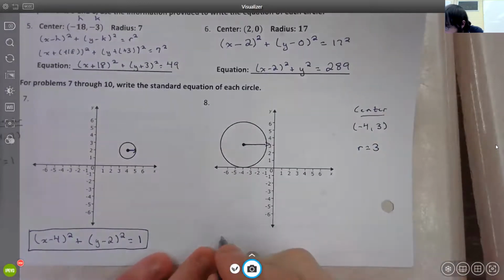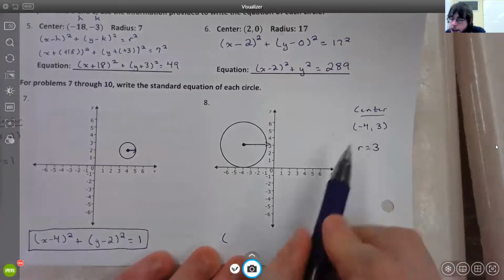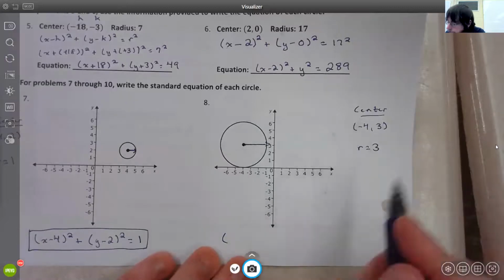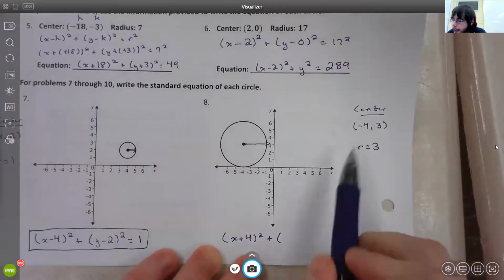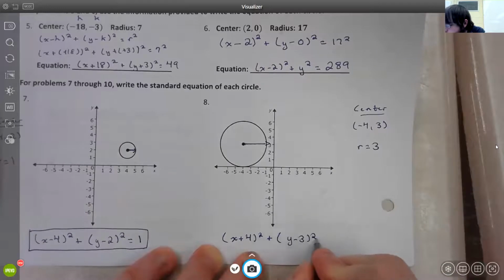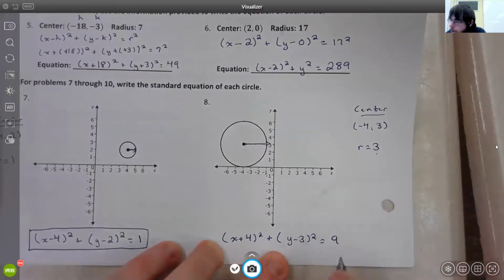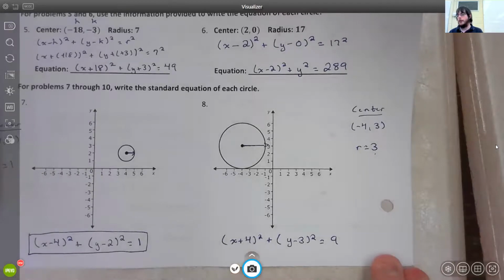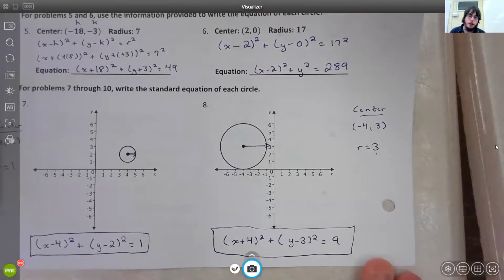So writing our equation, we do x minus h. So we do x minus -4. Well, the equation has to have opposite signs. So (x + 4)² plus, and then we do (y - 3)² is equal to r², and r², your 3², is 9. So your equation for this circle is (x + 4)² + (y - 3)² = 9.